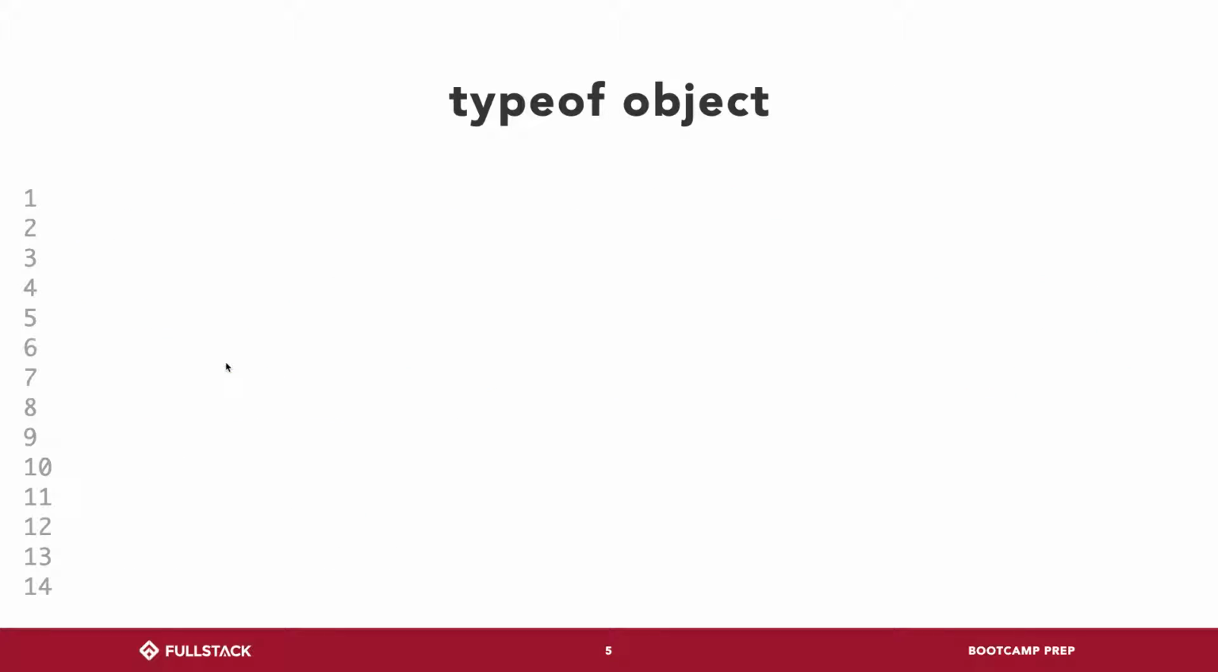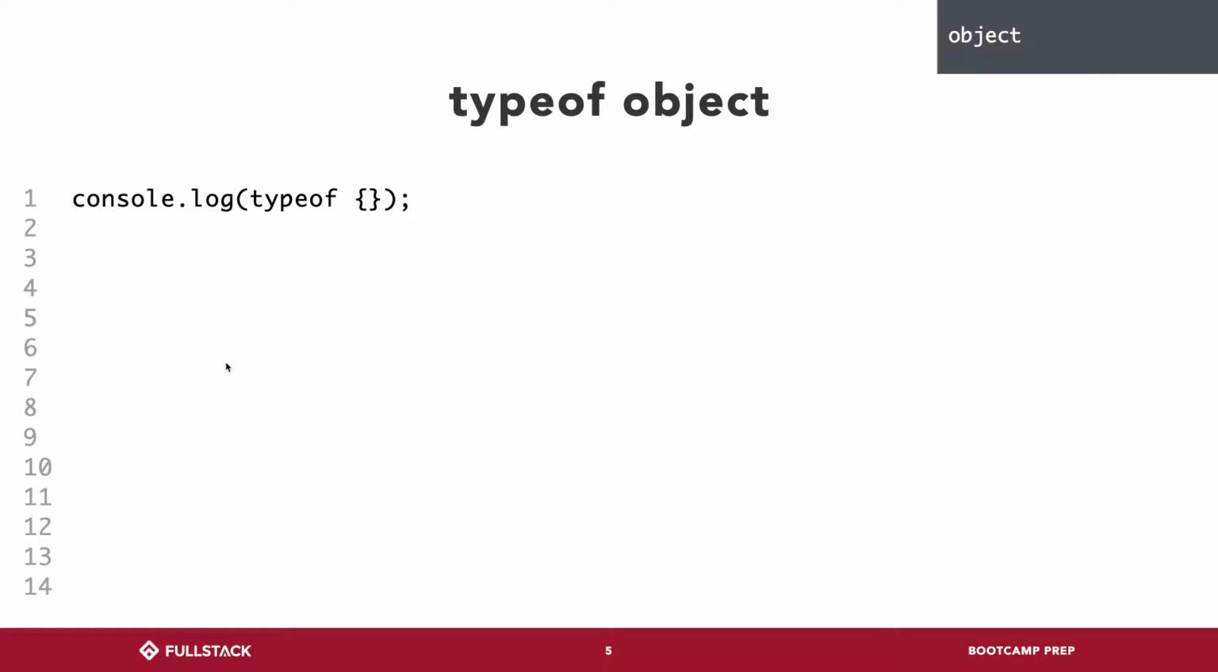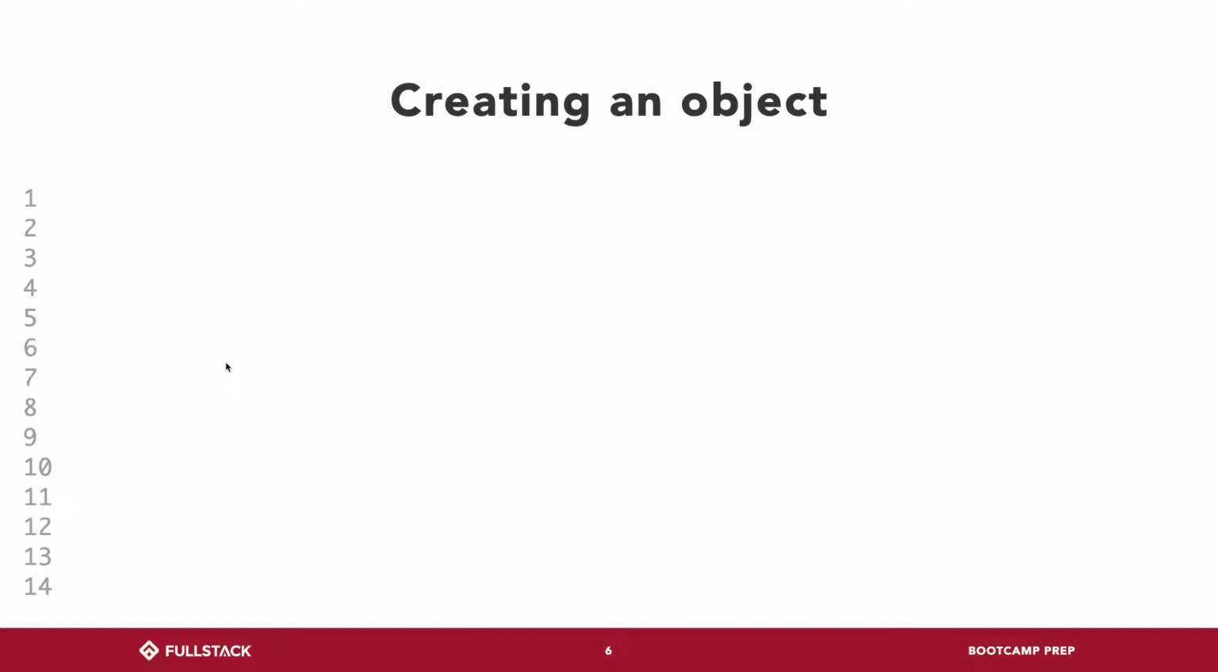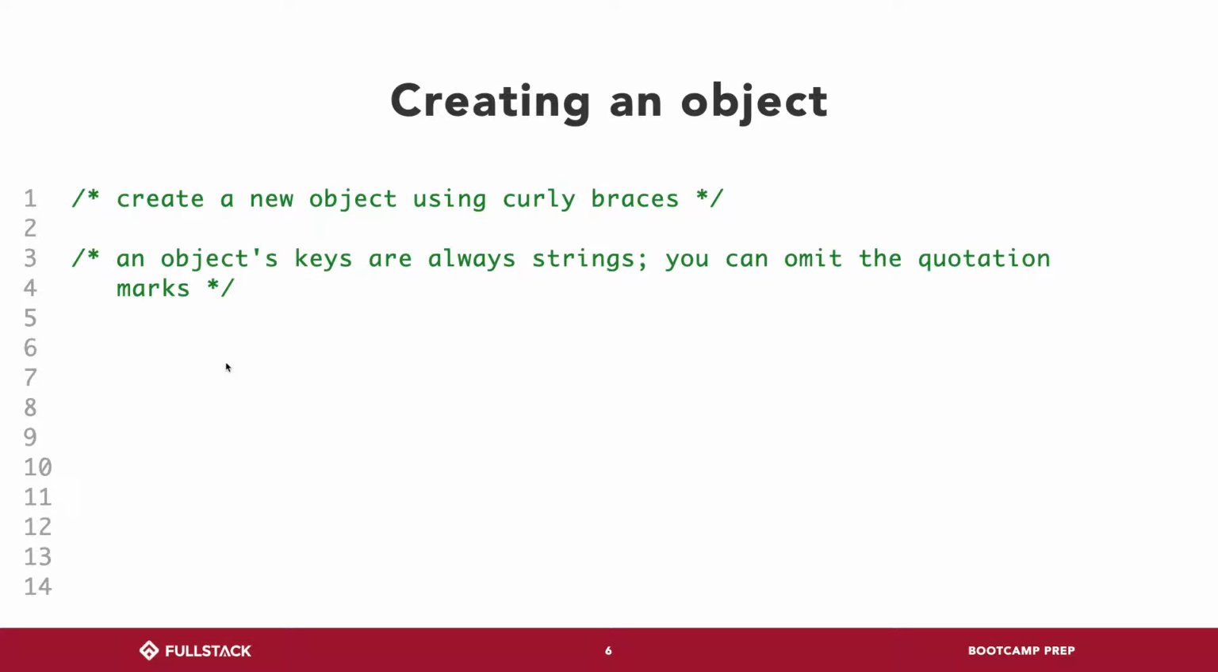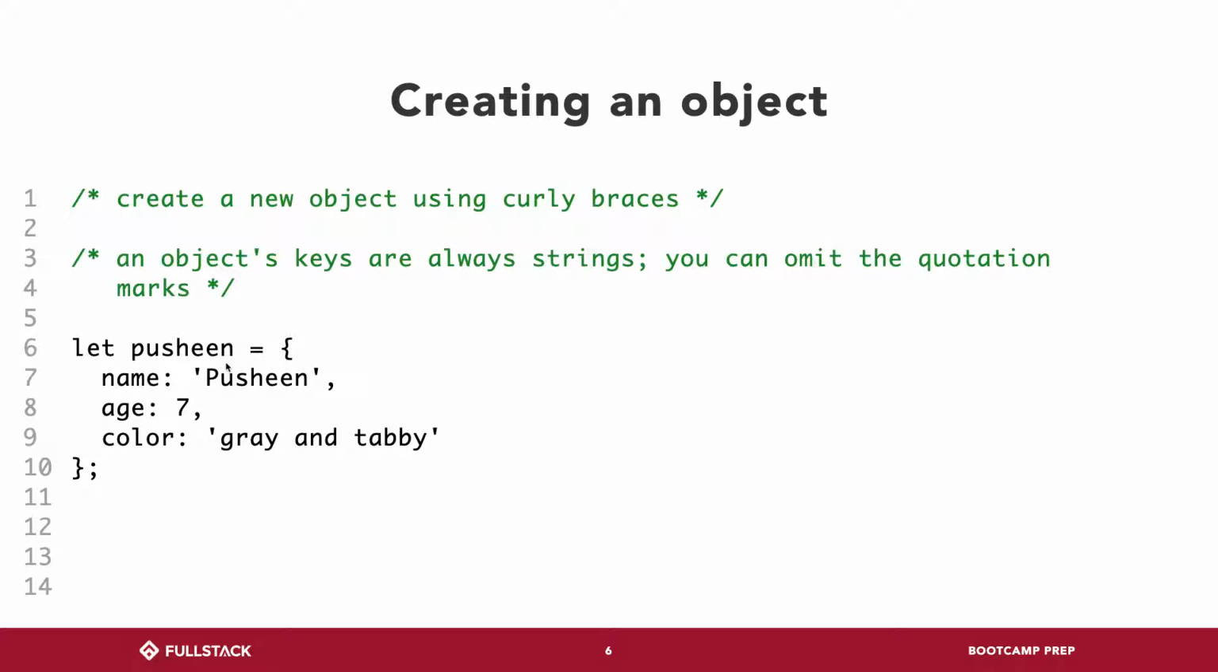Okay. So the type of the object, this is a little complicated. It's object. Next, creating an object. Create a new object using curly braces, and an object's keys are always strings, but you can actually omit the quotations, right? I showed you this. You don't have to actually write string name, string age, string color. You can just write name, age, and color if you're choosing to make an object like this.